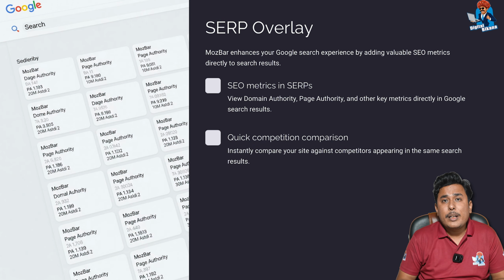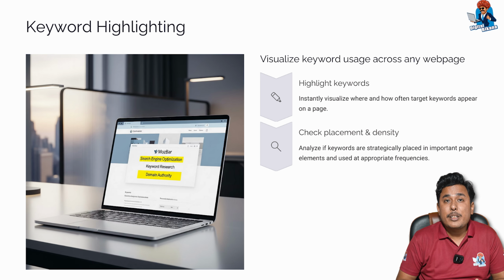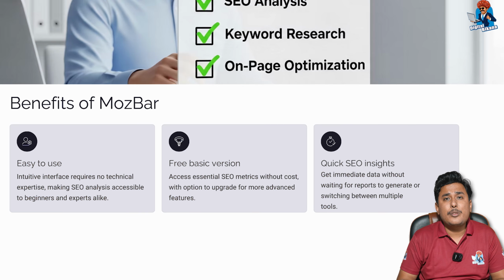The SERP overlay feature shows DA, PA, and link metrics directly in Google search results, so you can compare competitors without leaving the search page. MozBar can highlight specific keywords on any web page, helping you check keyword placement and density for SEO optimization. MozBar is easy to use, free to start with, and provides instant SEO data without needing multiple tools. It is ideal for quick audits, competitor checks, and ongoing SEO work.